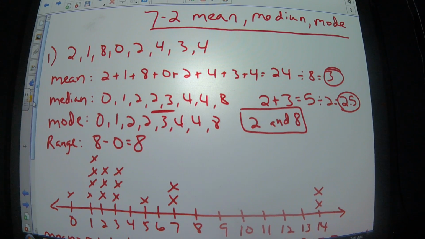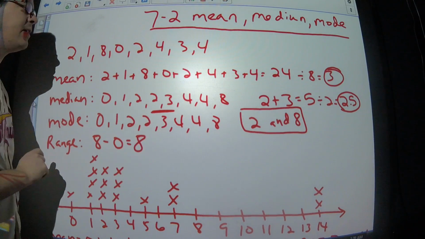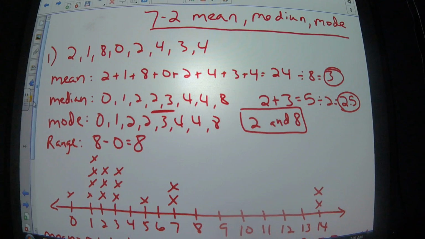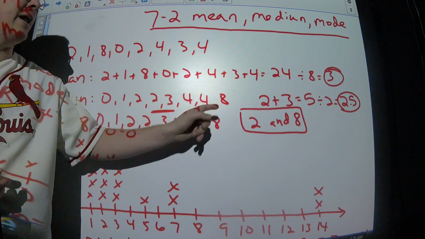The median is the middle, okay? The middle piece of data. I don't start with this line of data right here. I have to put it in order first. So 0, 1, 2, 2, 3, 4, 4, and 8.